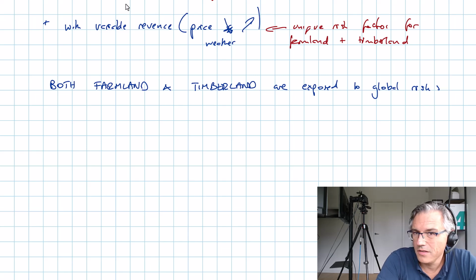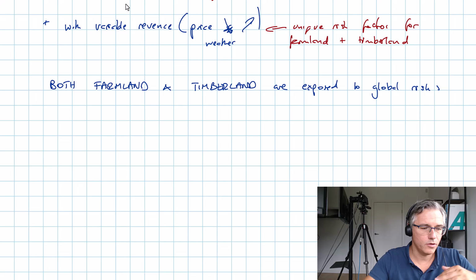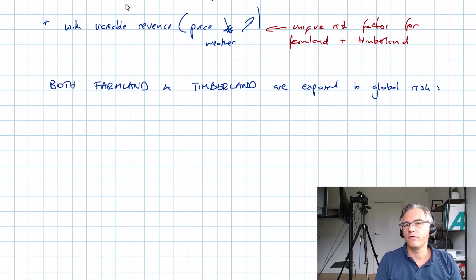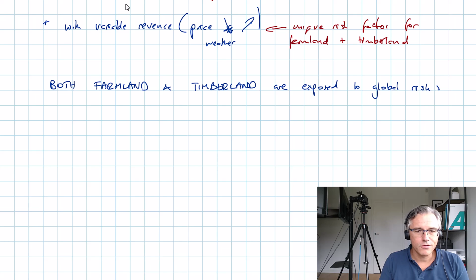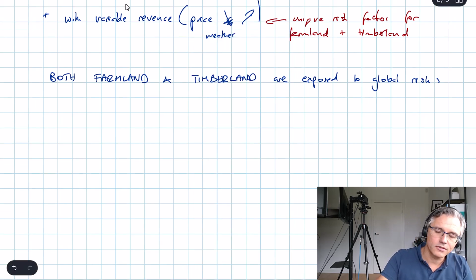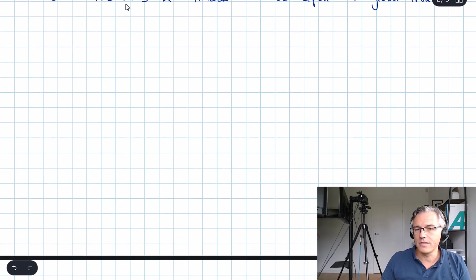Because commodities like crops are traded globally, anything that happens around the world may affect the global price of commodities, of crops that are produced from farmland, or timber that is produced from timberland, and that may affect the viability and the returns generated anywhere around the world. Disruptions in world trade, like we saw during COVID, will also have a huge impact on rates of return.